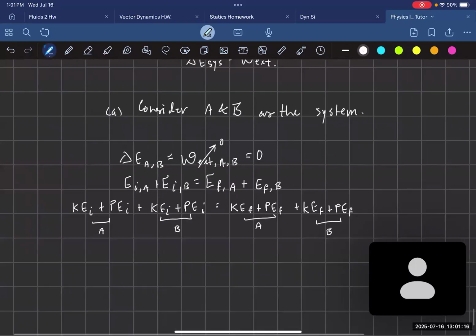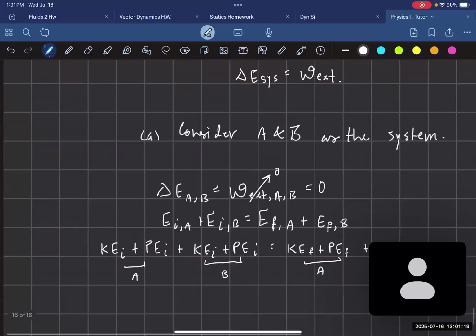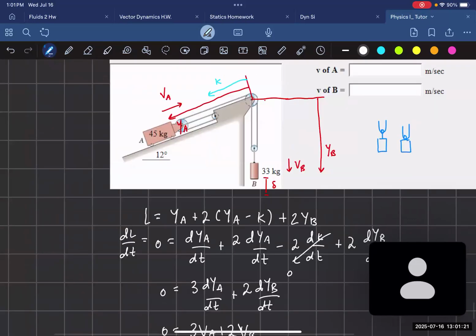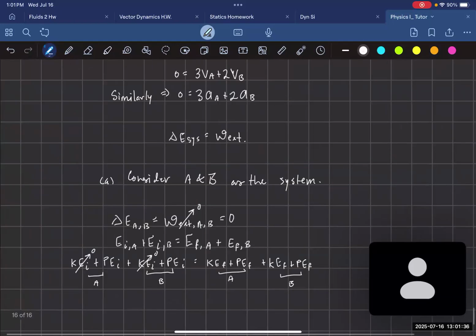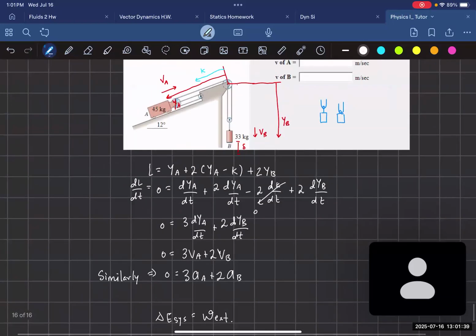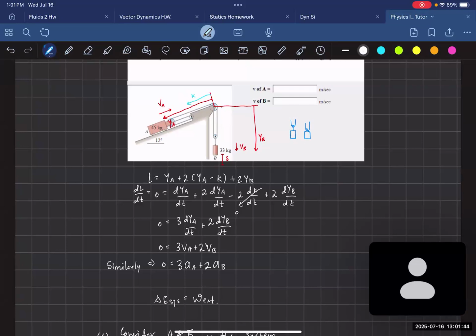Now we have some cancellations to make. First, we're told that the system is starting from rest. So the kinetic energy of A and of B at the initial state is going to be zero, and we can cancel those out. Now the potential energies depend on our coordinate system. You can actually have two different coordinate systems for the two boxes, because it's the change in the height of both of these boxes that's what's important.